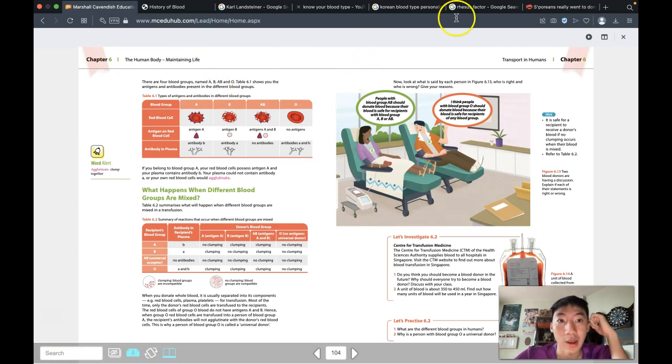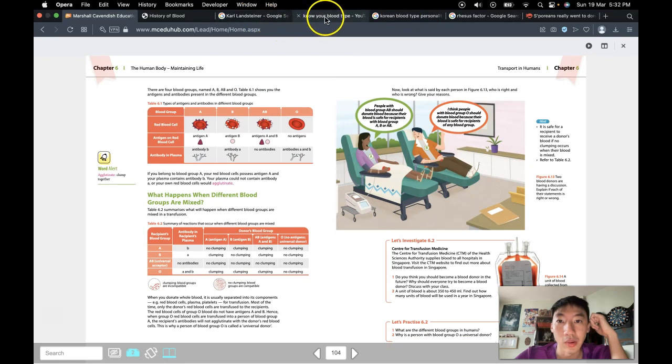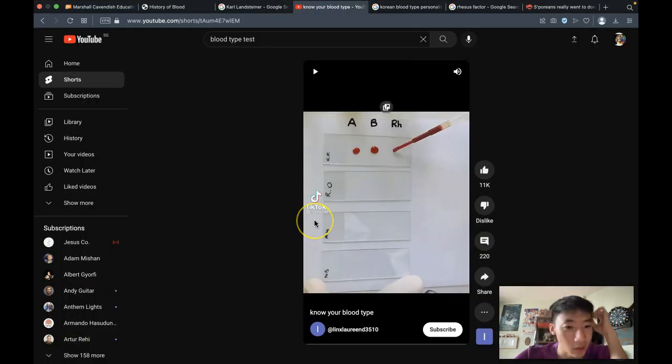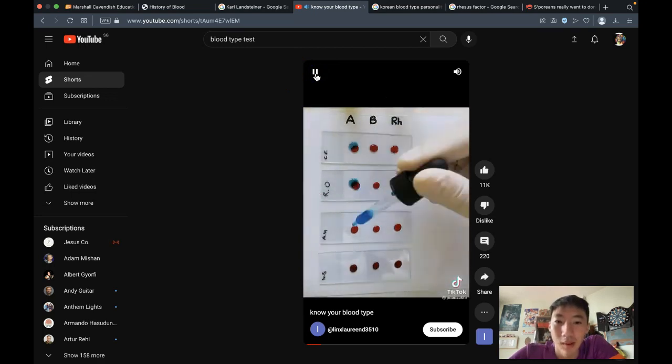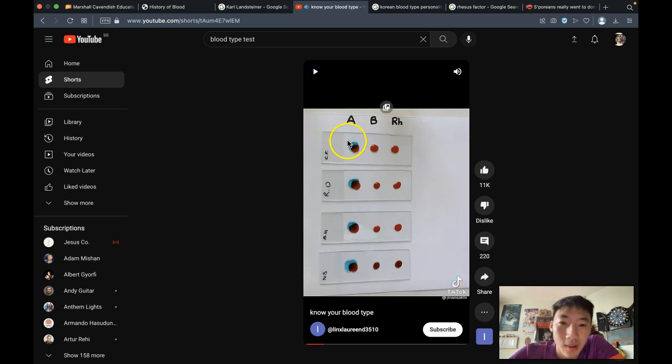Let's take a look at some video. Yeah, okay. So some TikTok. Here we have a test. Okay, this test, you add the serum. So there's a drop of blood from, yeah, let's just watch the video and I'll explain as we go. Okay, so when they put in this blue liquid, it is the anti-serum. That means that this blue liquid contains the antibody A. Okay, continue watching.